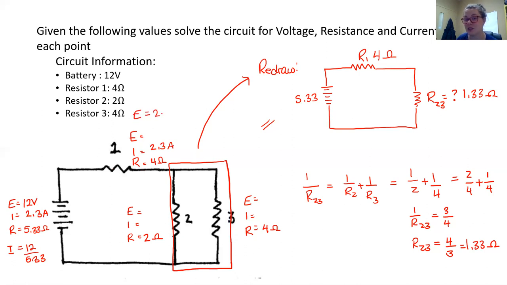Voltage is equal to current times resistance. So 2.3 times 4 is going to give us 9.2 volts. So we just figured out another piece. I'll underline the ones we've calculated just so that you've got those.